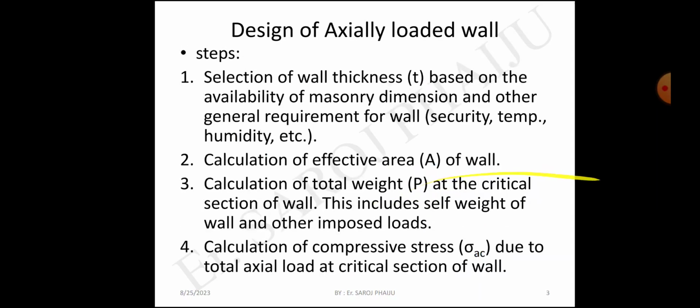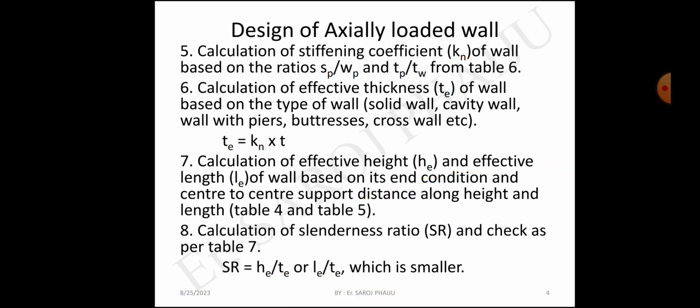Step number 5, calculation of stiffening coefficient Kn of wall based on the ratios SP by WP and TP by TW from table 6. Step number 6, calculation of effective thickness TE of wall based on the type of wall, solid wall, cavity wall, wall with piers, buttresses, cross wall, etc. TE को value T निकाल्ने formula Kn into T.